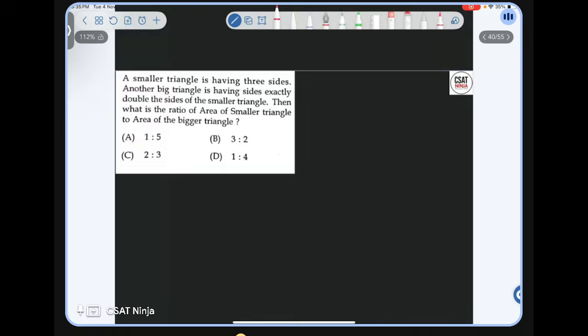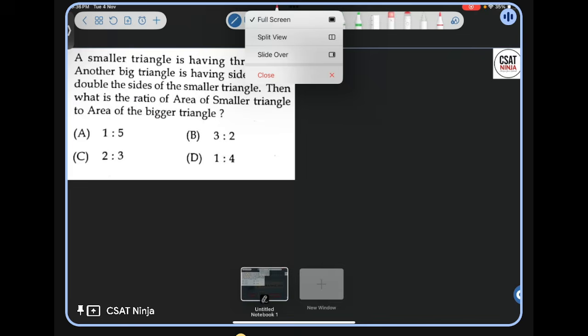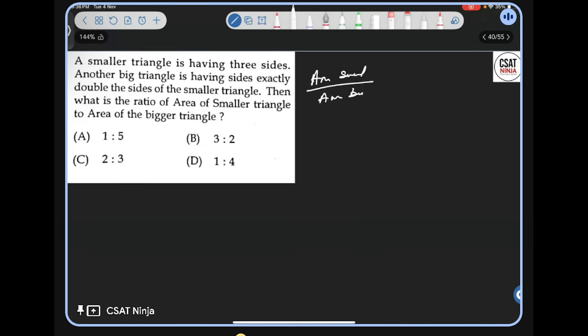Okay. Let's go to the next question. It's a question based on triangle. A smaller triangle is having 3 sides, and the bigger triangle is having sides exactly double the sides of the smaller triangle. Then the ratio of the area of the smaller triangle to the area of the bigger. You keep this one in mind. We say area of smaller triangle divided by area of bigger triangle will be equal to side square by side square.